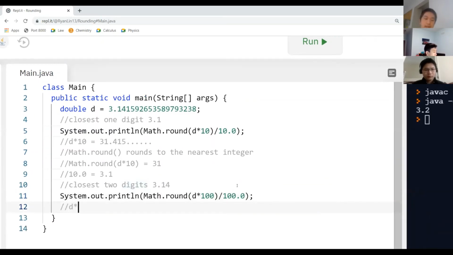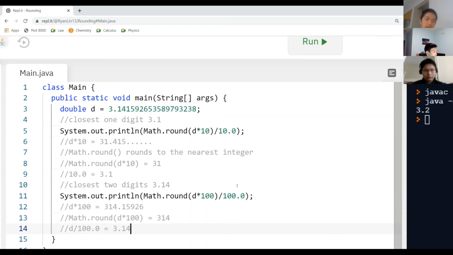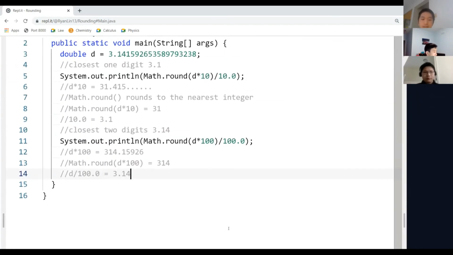And then we can do the same analysis. D times 100 equals 314.15926, right? Math.round of that, d times 100, gives you 314. And then you divide it again. 314 divided by 100 equals 3.14. So you're shifting it over and you're calling the round function to round off the rest of the digits after the decimal, and then you divide it again.